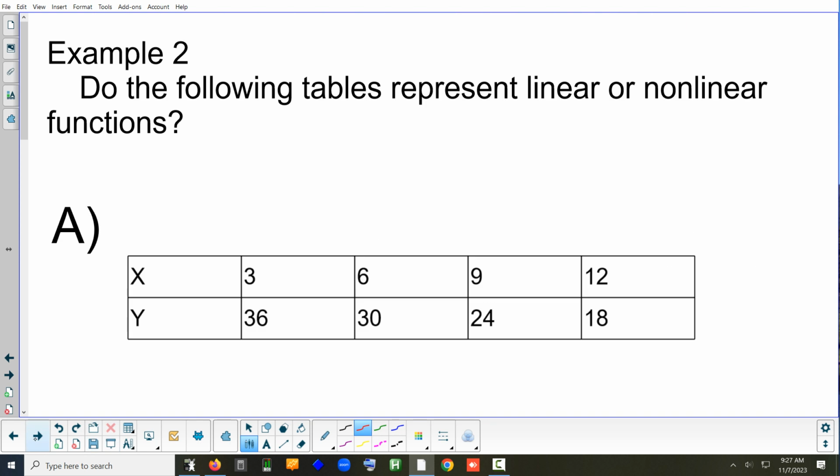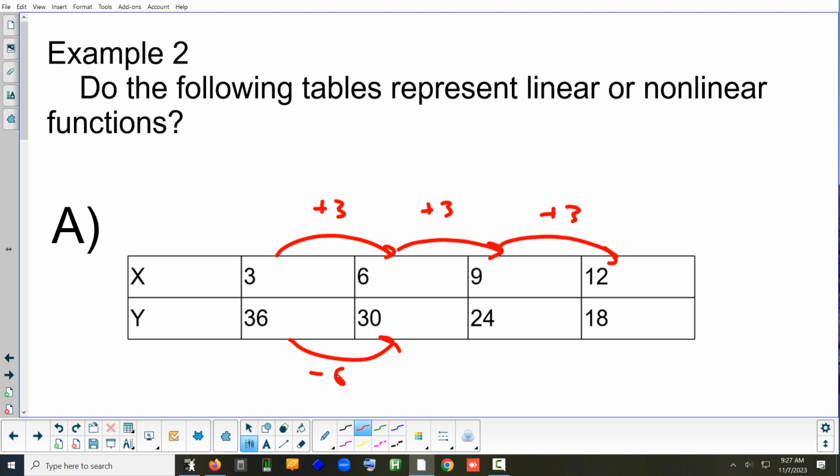Remember, the check is, are you adding or subtracting the same number each time? Let's check the x's. How do you get from 3 to 6? Add how much? 3. And then how do you get from 6 to 9? Add 3. And 9 to 12. Okay, is that all you need to check and now you know it's linear? No, what do you have to check? Yeah, you got to check the y. So the x's have to go up the same amount, and the y's have to go up or down the same amount. Okay, how do you get from 36 to 30? -6. So now that has to be the pattern every time.